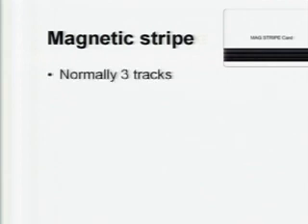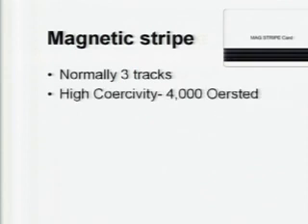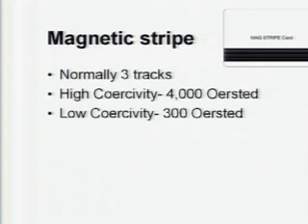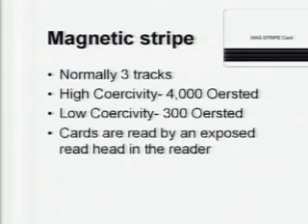Magstripe cards, so we're all familiar with them. Normally, they've got about three tracks. Some manufacturers mess around with the standard track configuration. We've got two different strengths of cards, basically high coercivity cards. Quite a lot of driver's licenses are high-co cards. And lo-co, they were the original bank magstripe cards, quite easily erasable. Your hotel key will almost certainly be a lo-co card. So the standards generally have three tracks at different bit densities. They're read by an exposed read head in the reader, which makes them a little bit vulnerable.